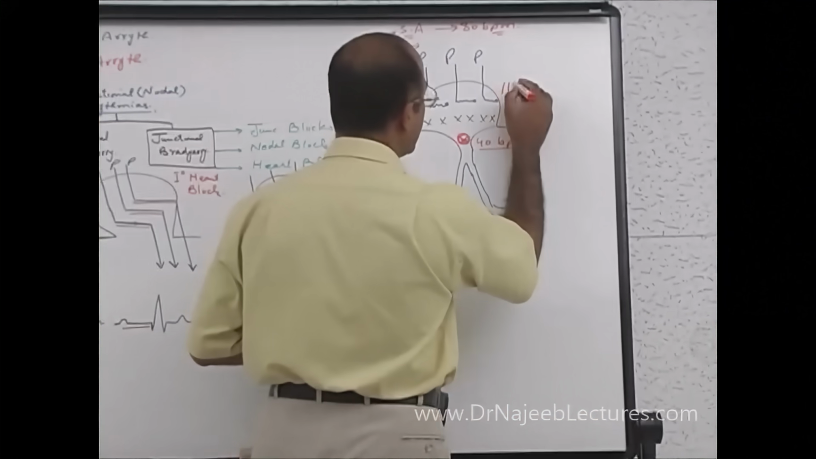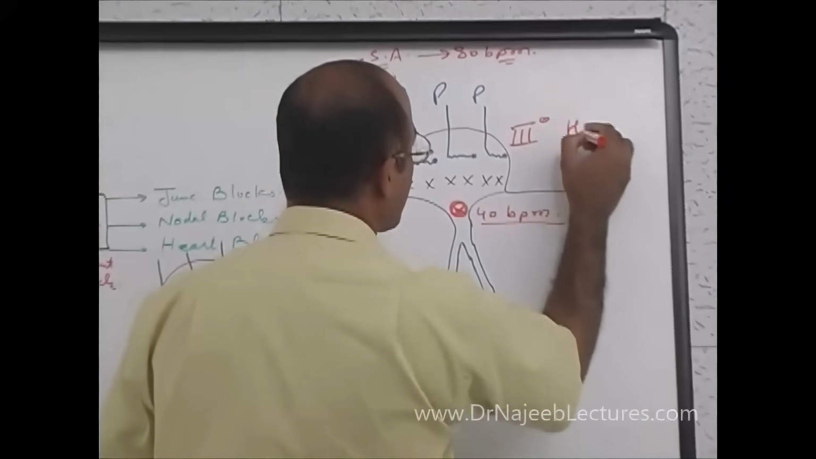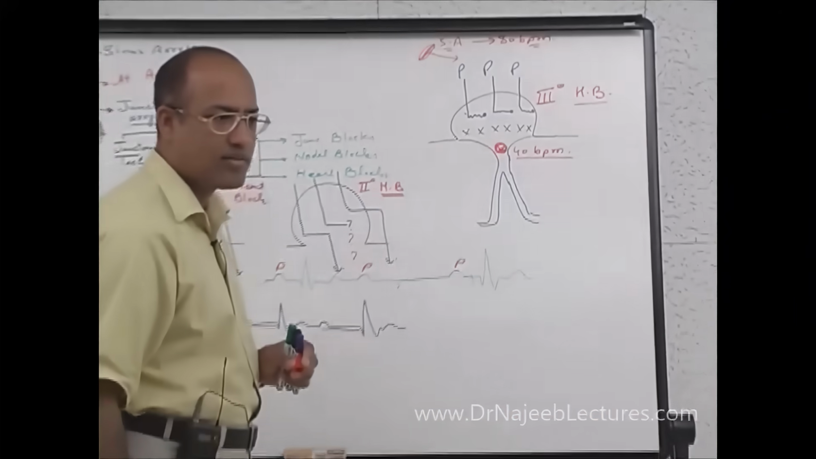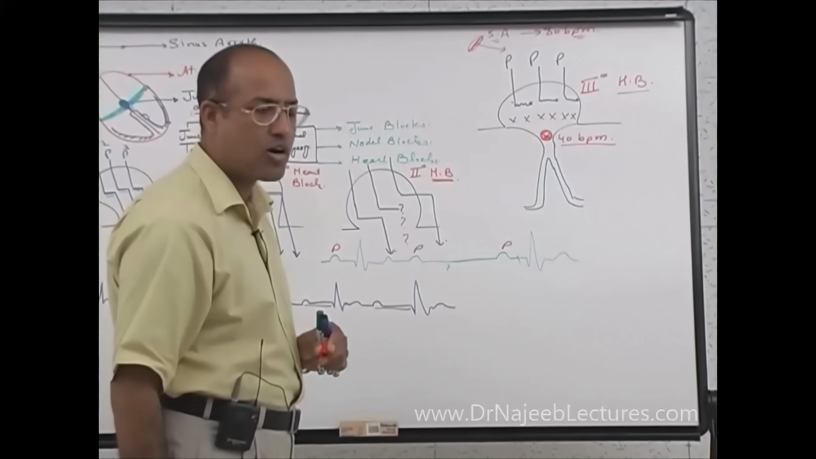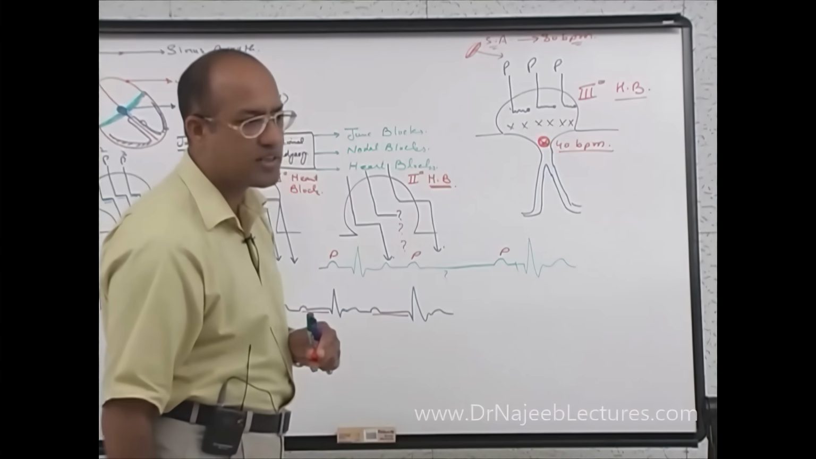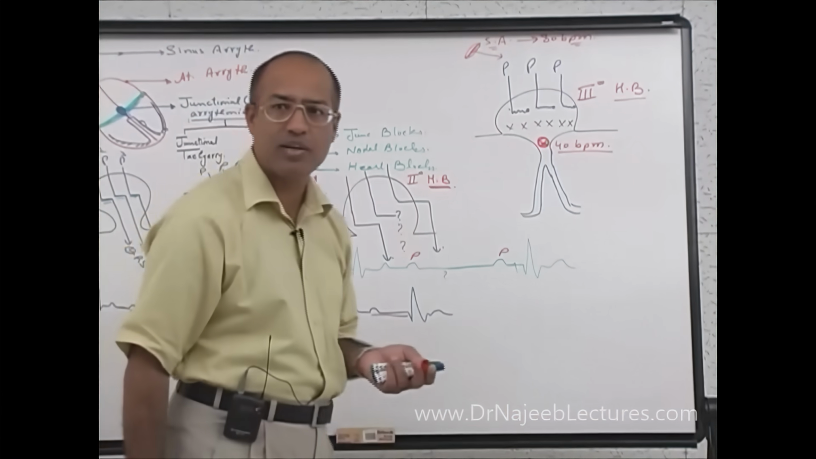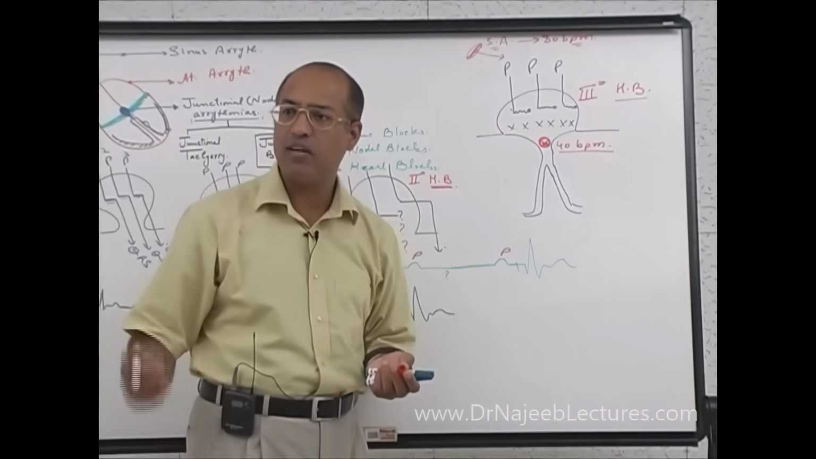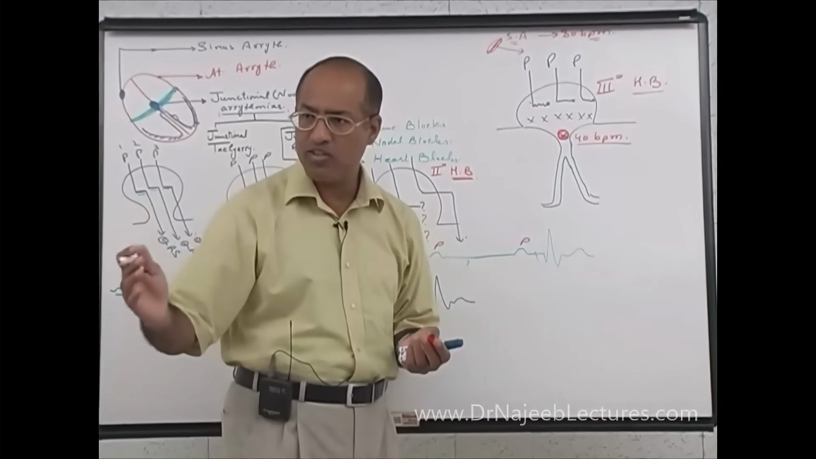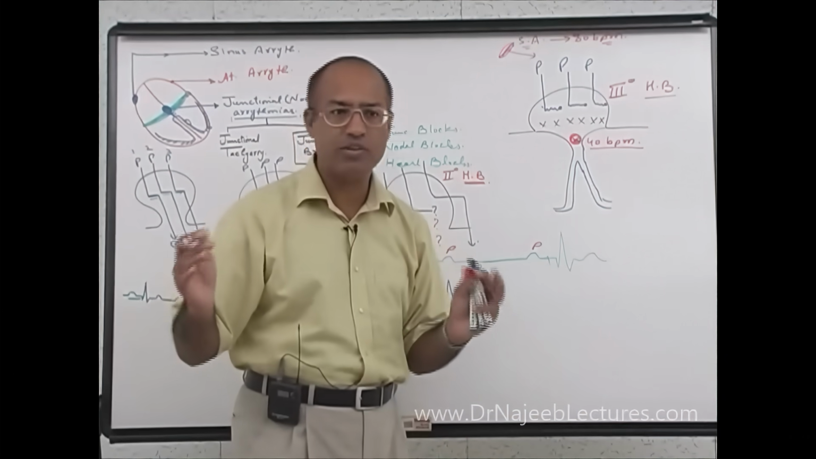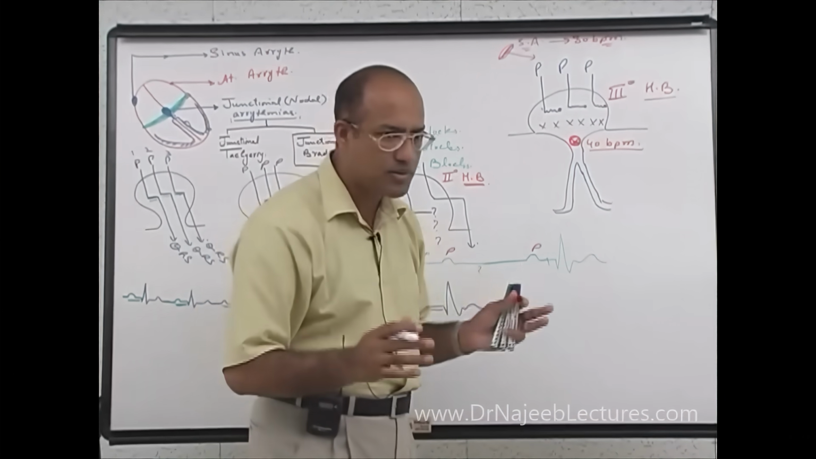The term which we use is third degree heart block, or another term is complete heart block. We call it complete nodal block or complete junctional block or complete heart block. Whenever we say there is complete heart block, it means none of the atrial electrical activity is transmitted to the ventricular system. Atria and ventricles are being paced by two different independent pacemakers. Am I clear to everyone?